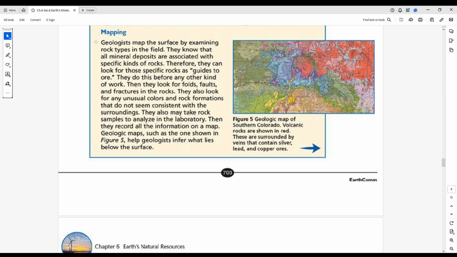Then they look for folds, faults, and fractures in the rocks. They also look for any unusual colors and rock formations that do not seem consistent with the surroundings. They also may take rock samples to analyze in the laboratory. Then they record all the information on a map. Geologic maps, such as the one shown in Figure 5, help geologists infer what lies below the surface.